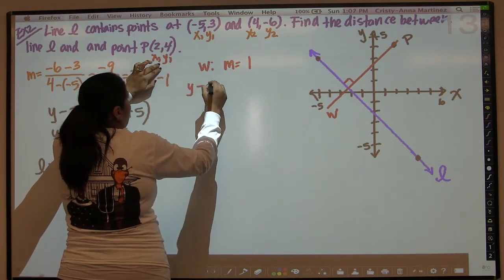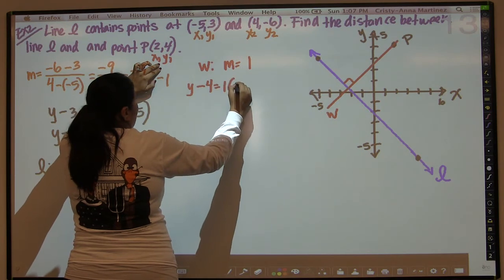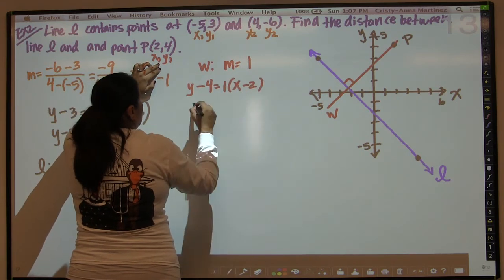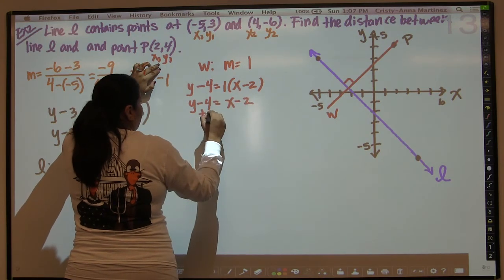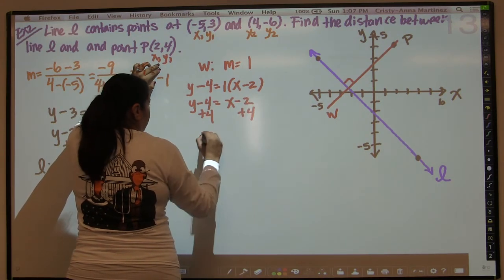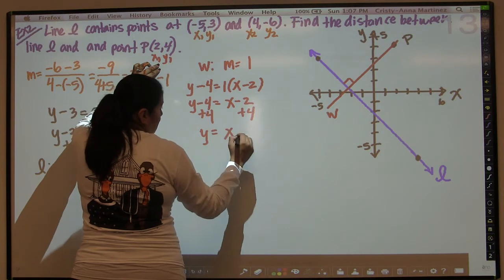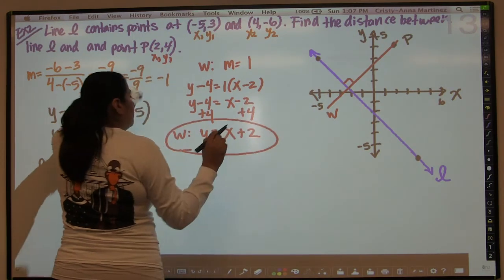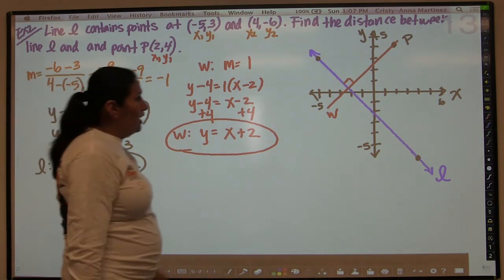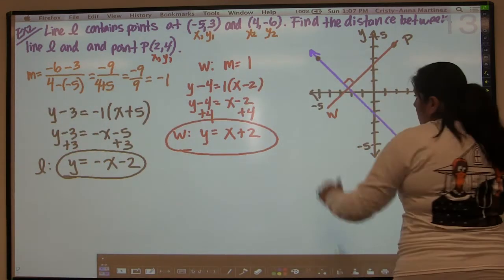I can do the formula again. y minus y1 equals m times x minus x1, which basically just means that I get x minus 2, I add 4, so y equals x plus 2 is the equation of line W. So this equation right here is y equals x plus 2.